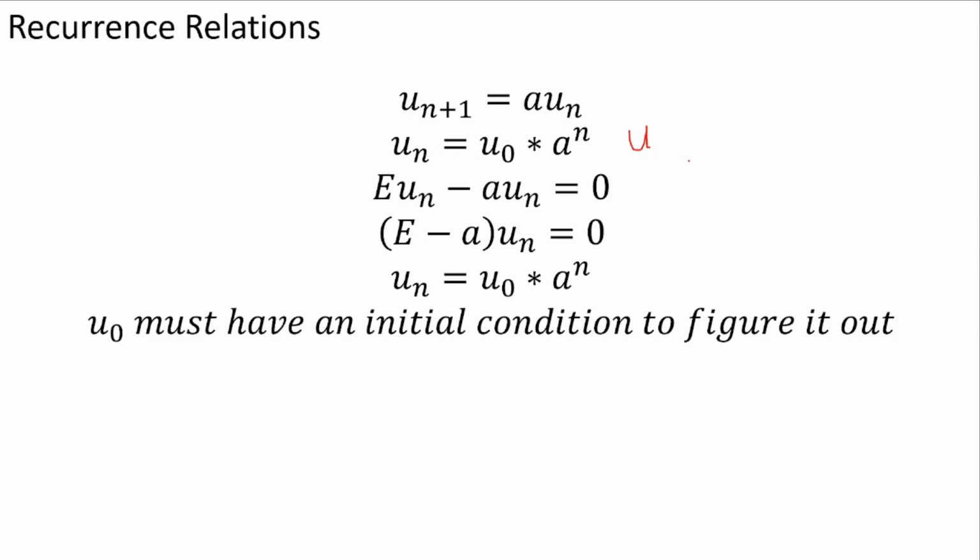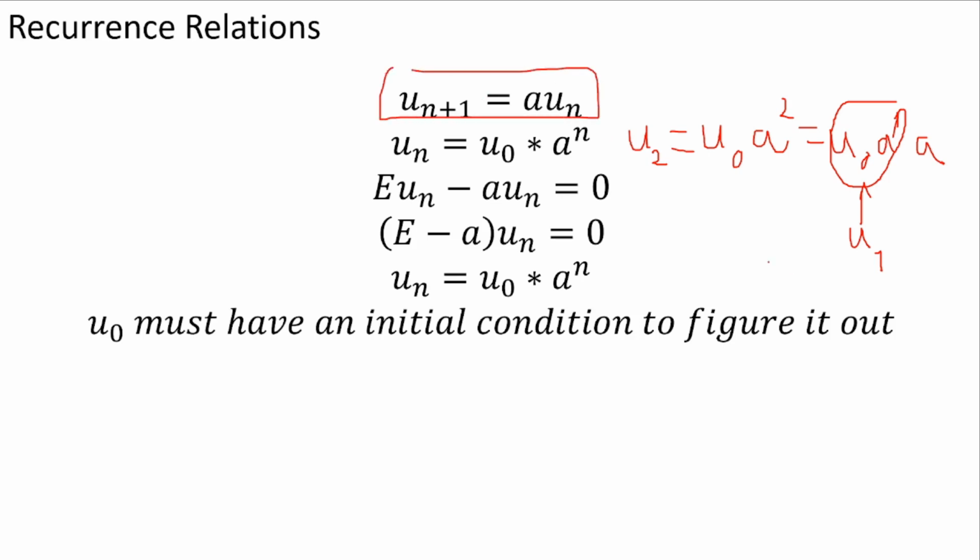because if we introduce u2, it will be u0 multiplied by a squared, or u0 multiplied by a to the 1 power and a. u0 multiplied by a to the 1 can be thought of as u1, and u1 multiplied by a is u2. So this is the recurrence relation.